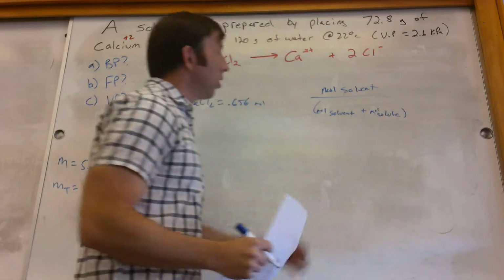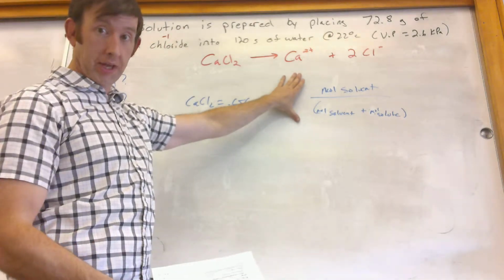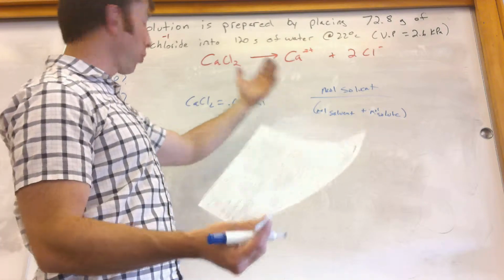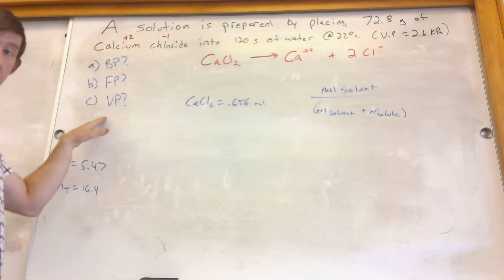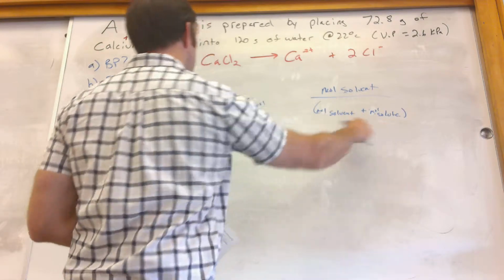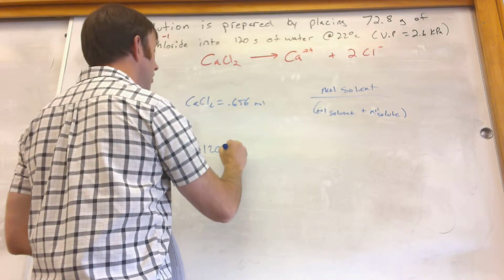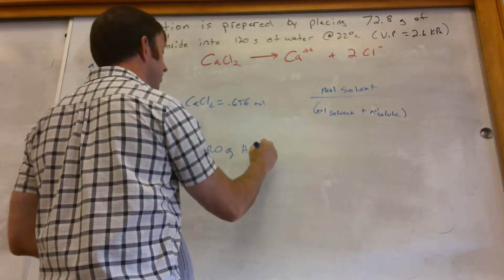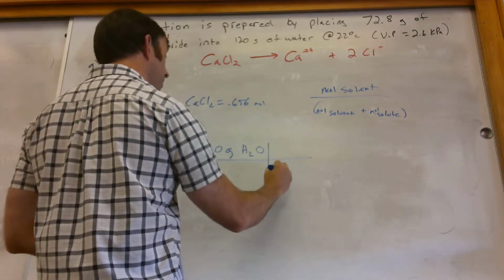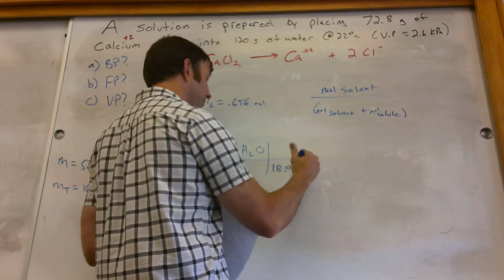Okay? So I'm trying to solve for my mole fraction of water in this case, right? And that's what's going to be important for solving for vapor pressure a little bit later. All right? So I know my moles of solute is 0.656. I just got to find my moles of solvent. So I've got 120 grams of water, right? And divide that by 18.02, which is my molar mass of water.